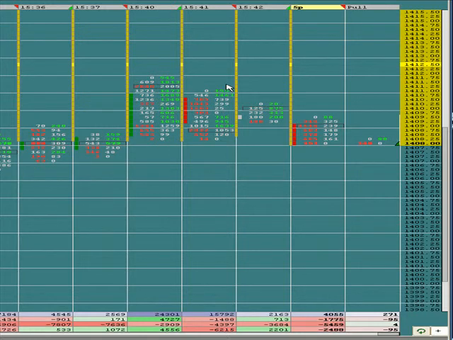We couldn't get up to 1050. We got up to 10 and a quarter and it didn't trade 1050. Now we're back testing the low here at the 8s. We have a line of trade at the 7s and the 8s.